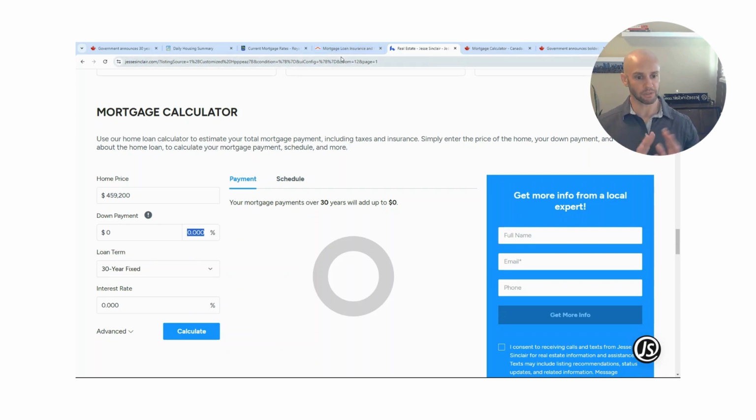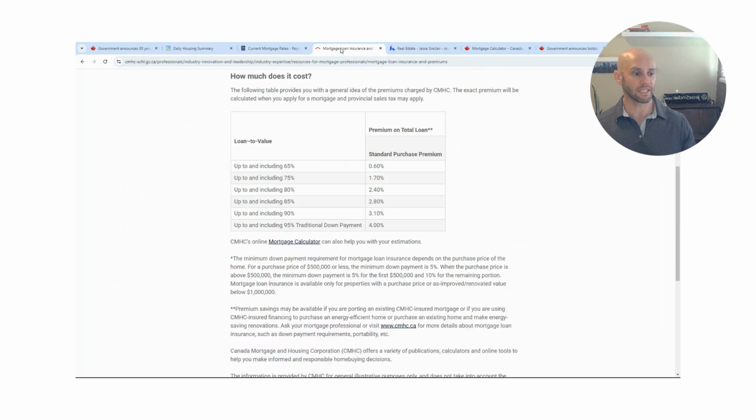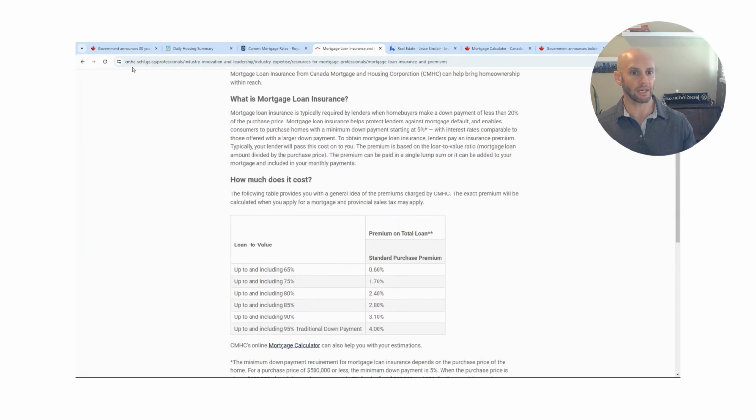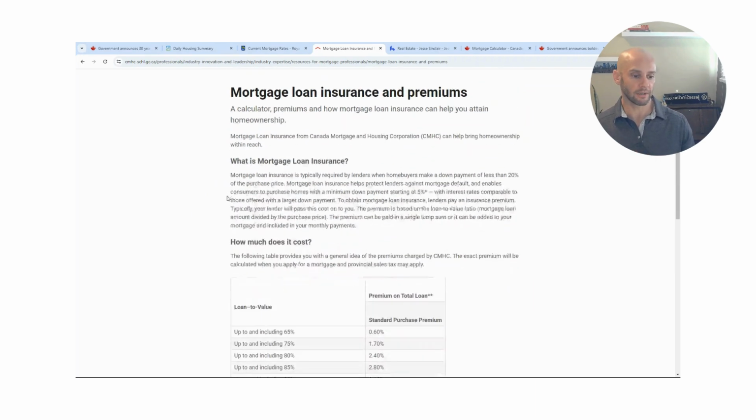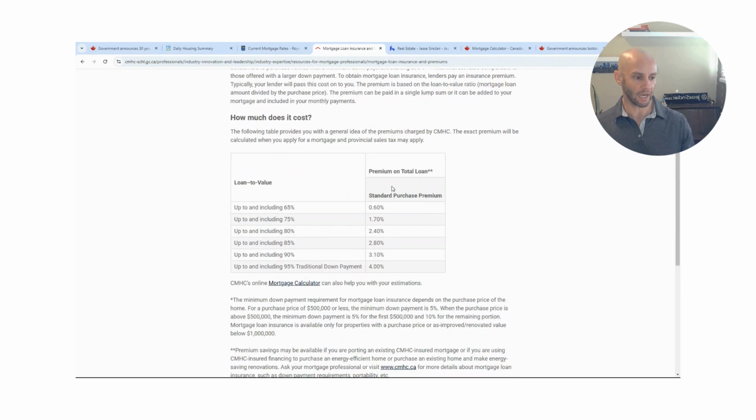and I'm sorry if I'm using complex terms, I'm doing my best to keep it as simple as possible. But essentially, if you're putting 5% down, I'm flipping over to CMHC, Canada Mortgage and Housing Corporation. They essentially provide mortgage insurance for lenders, and then we as borrowers graciously pay for that insurance for the lenders. And here is the table of fees.